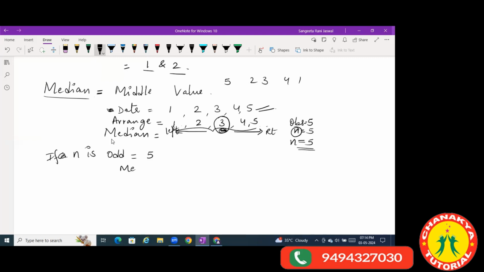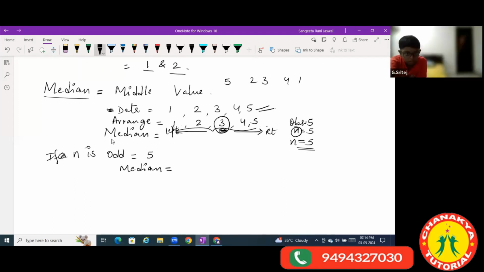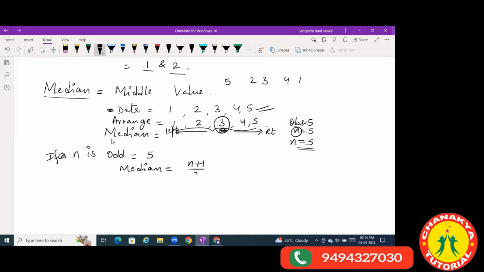Then the median is always given as, who will tell me? Sritej, you tell me. How is the median given? Ma'am, if it is odd, then it is n plus 1 by 2. Very good. So when the number of observations is odd, the median is given by the formula n plus 1 by 2th term. This is term, not number.